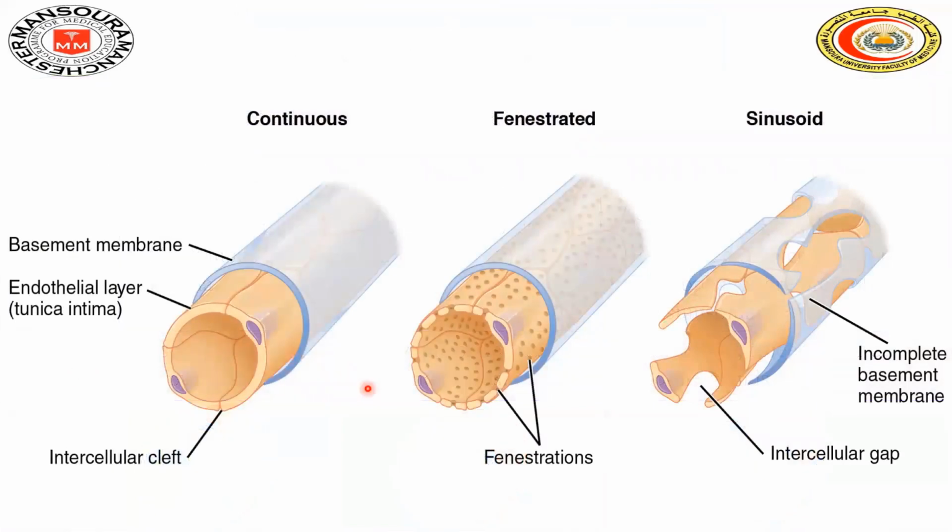This diagram summarizes what we mentioned. So here we can see the continuous capillary. Why continuous? Continuous endothelium and continuous basal lamina. In the fenestrated type, we have fenestrae, many holes in the endothelium, but we still have continuous basal lamina. In the sinusoidal type, we have fenestrae in the endothelium and discontinuous basal lamina.